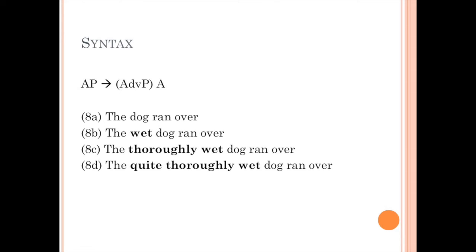The first, 8a, has a noun phrase without an adjective phrase, "the dog." In 8b, "the wet dog," the noun phrase now has a determiner, an adjective, and a noun. In 8c, "the thoroughly wet dog ran over," the noun phrase has the determiner, an adverb, an adjective, and a noun. And then 8d, "the quite thoroughly wet dog ran over," has a determiner, a degree adverb, an adjective, and the noun. All of these are part of the noun phrase, as we could prove, because "it ran over" substitutes for any of the noun phrases in any of those sentences.